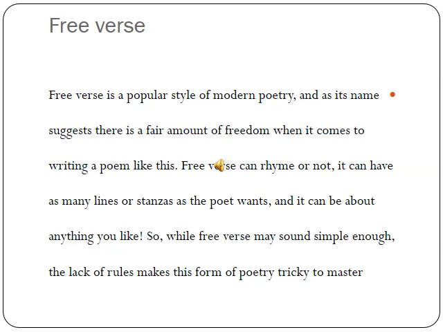Free verse poems follow natural speech patterns. So you can use any pattern of speech, normal, like I'm talking now. You can use it in your poem too. You can write normally without any limitation. So this is free verse.